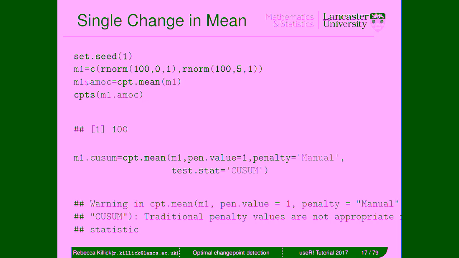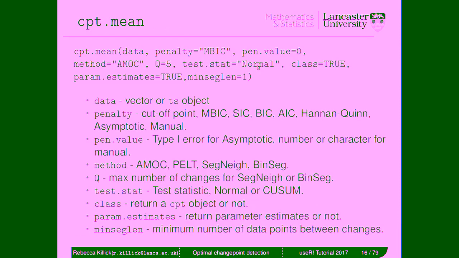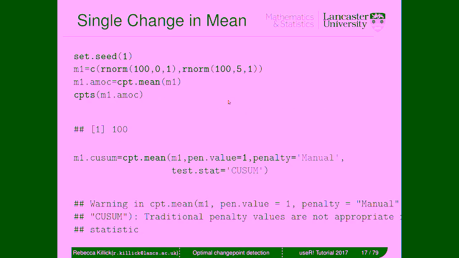Okay. I'm going to just use the default values. So if you remember, the default values here are a normal test statistic, MBIC penalty, and at most 1 change. If I do that, and then use cpts here, this just gives me the change points from this analysis, and that gives a change at 100, because we simulated it with a change at 100. And you can do exactly the same thing, but with the CUSUM test statistic.